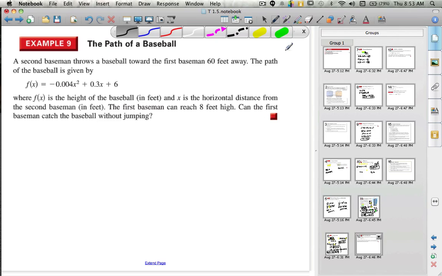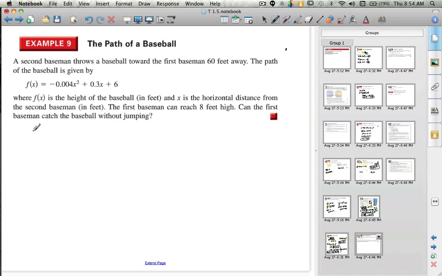Okay, here's another piece of work looking at applying these concepts to some sort of real world construct. A second baseman throws a baseball toward a first baseman 60 feet away. The path of the baseball is given by this equation, where the function of x is the height of the baseball, meaning the output is the height of the baseball, and x, the input, is the horizontal distance from the second baseman in feet. The first baseman can reach 8 feet high. Can the first baseman catch the baseball without jumping?